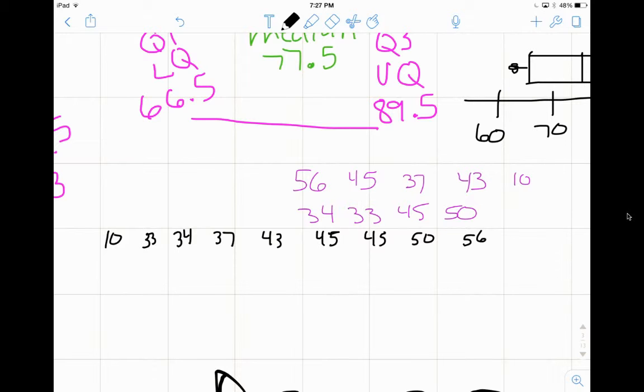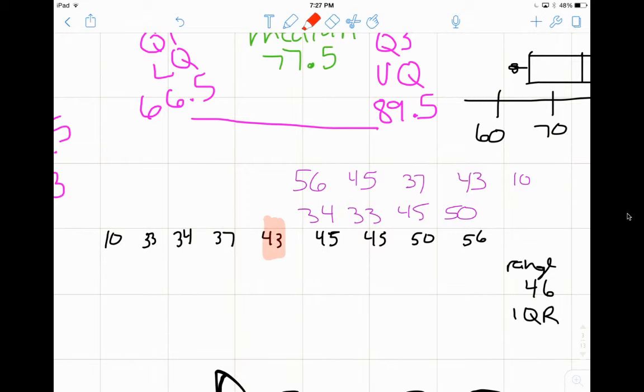So we want to do the same idea here. I could find the range. The range is least to greatest, greatest to least. 56 minus 10 is 46. In order to do the interquartile range, we have to locate those items, starting with the median.